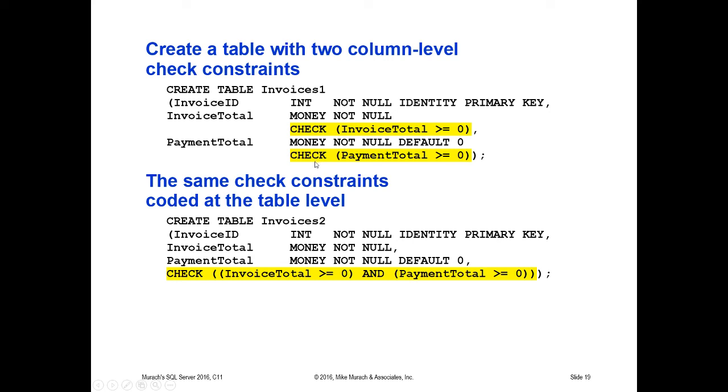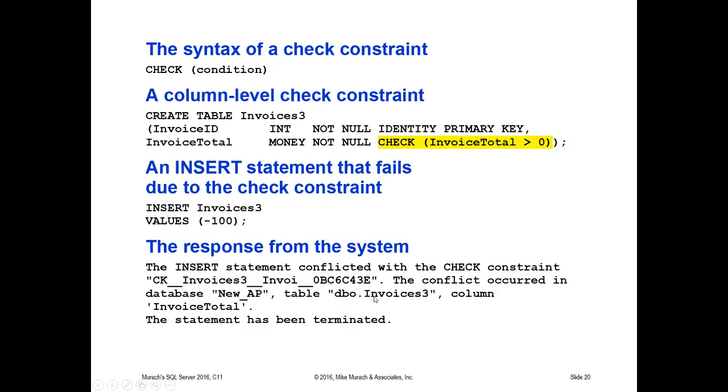Now we could create the same check constraints at the table level, totally just a matter of how you want to do it. We can say that on the invoices table, we have this check constraint that the invoice total must be greater than or equal to 0 and the payment total must be greater than or equal to 0. So again, you could do it either way. So the syntax for a check constraint is just the keyword check followed by the condition within parentheses.